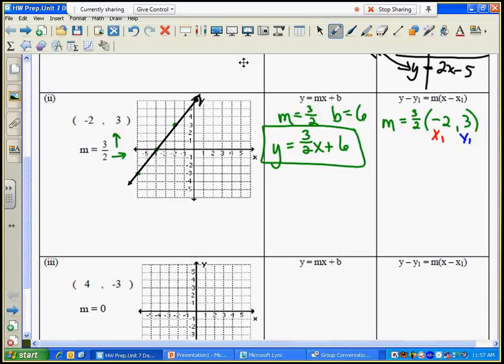Okay, let's plug those values in and see what we get. We'll get y minus 3 equals 3 halves times, now here's what's tricky. It says x minus x1. So we have x minus, but then x1 is a negative 2. So you'll recall that when we're subtracting that negative, what it's basically going to end up being is a positive. So we're going to have y minus 3 equals 3 halves (x plus 2).